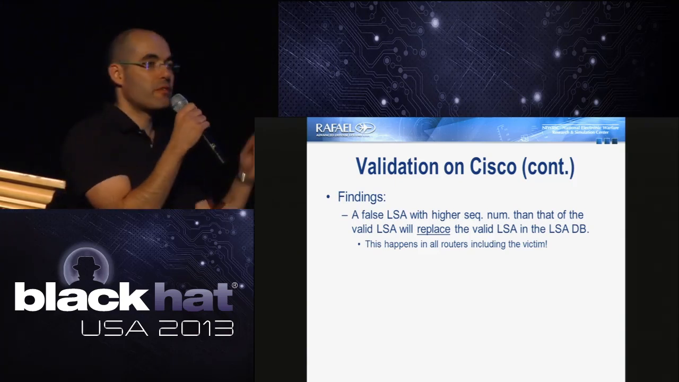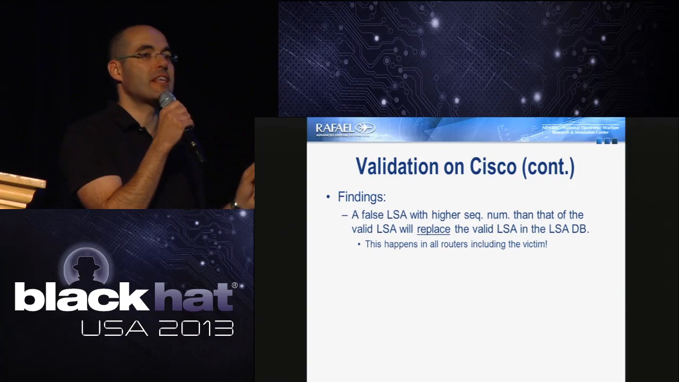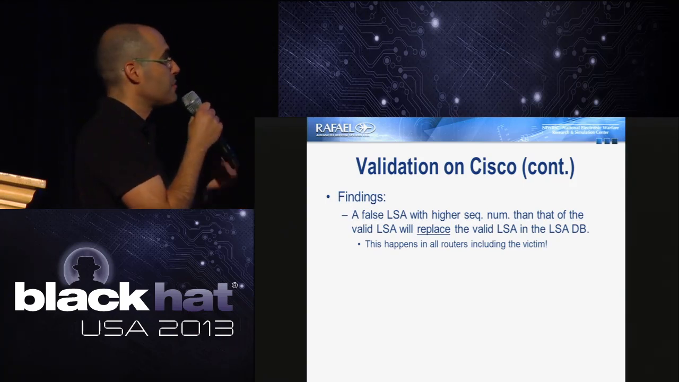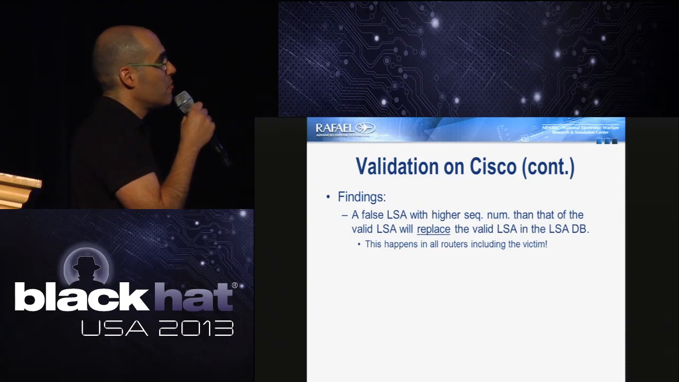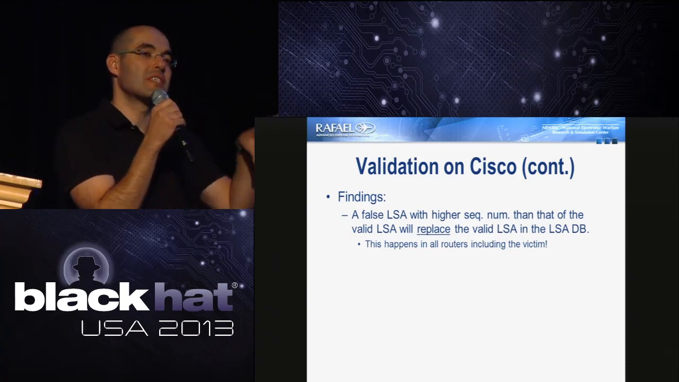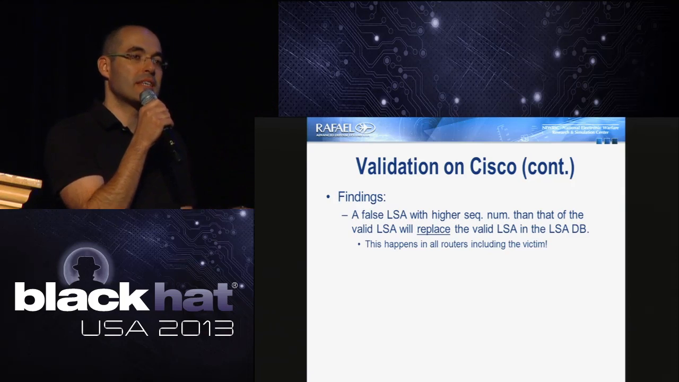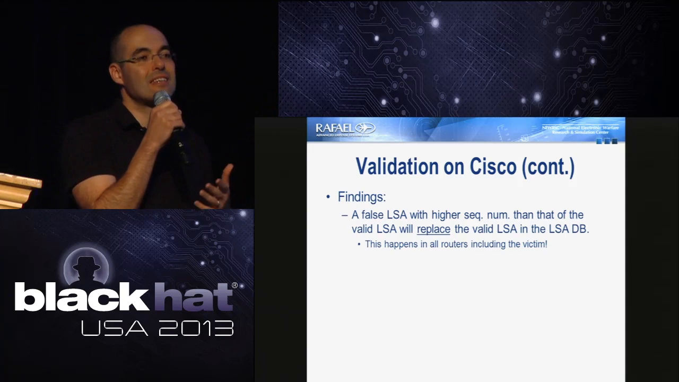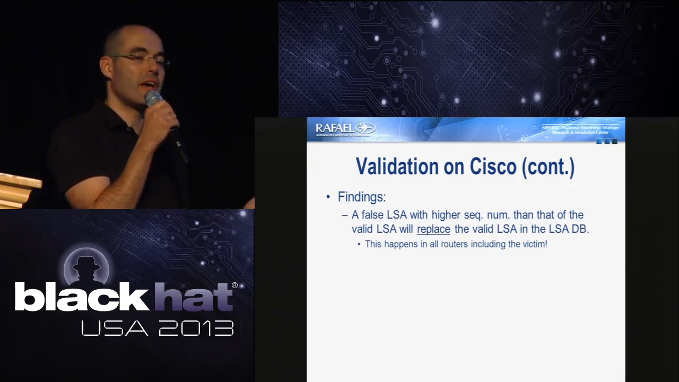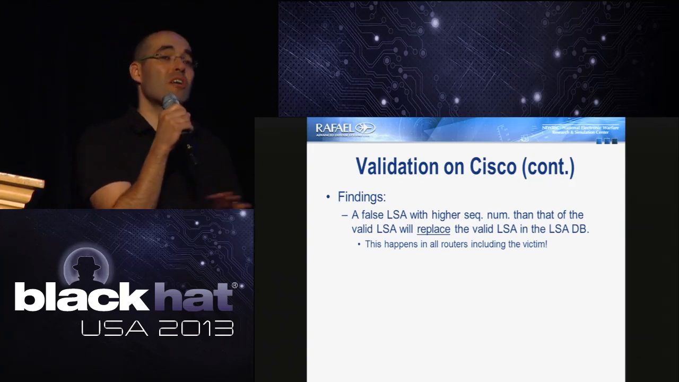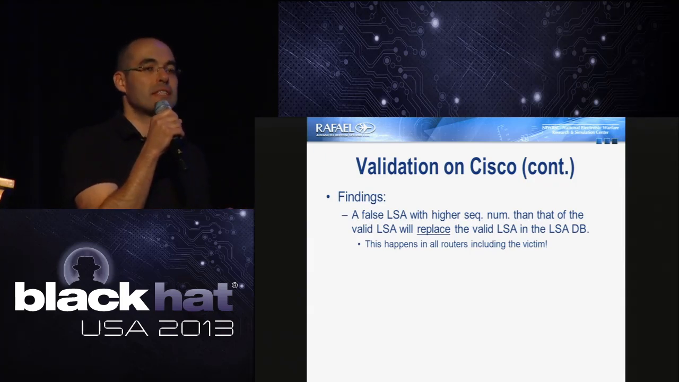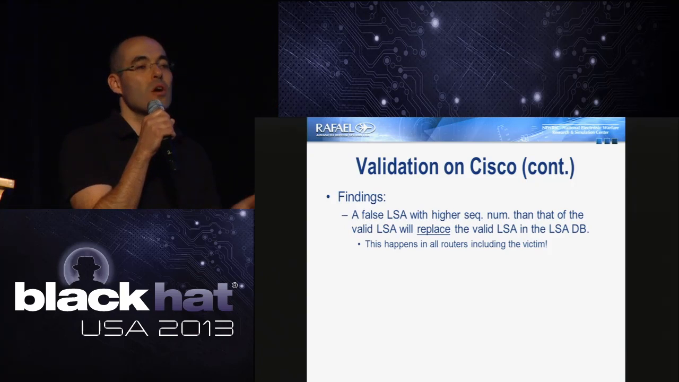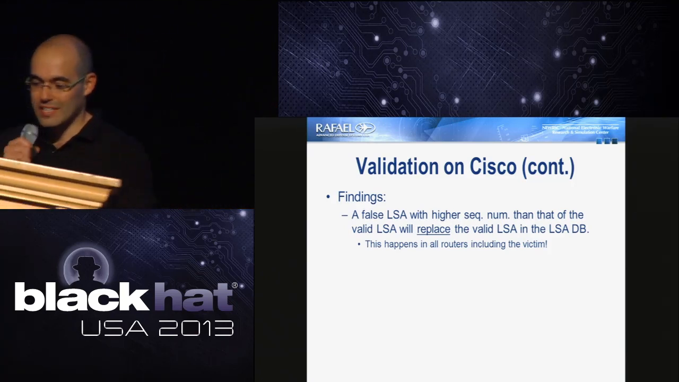Okay, so this is our first finding. Once we advertised a false LSA on behalf of the victim router, using a higher sequence number than the sequence number of the valid LSA, not only was the false LSA installed in the LSA database of all the routers, but it actually replaced the valid LSA of the victim router. And this happens in all the routers, including the victim itself, meaning the victim itself erases its own LSA from its own LSA database and replaces it with the false LSA we advertised on its behalf, which was quite interesting.